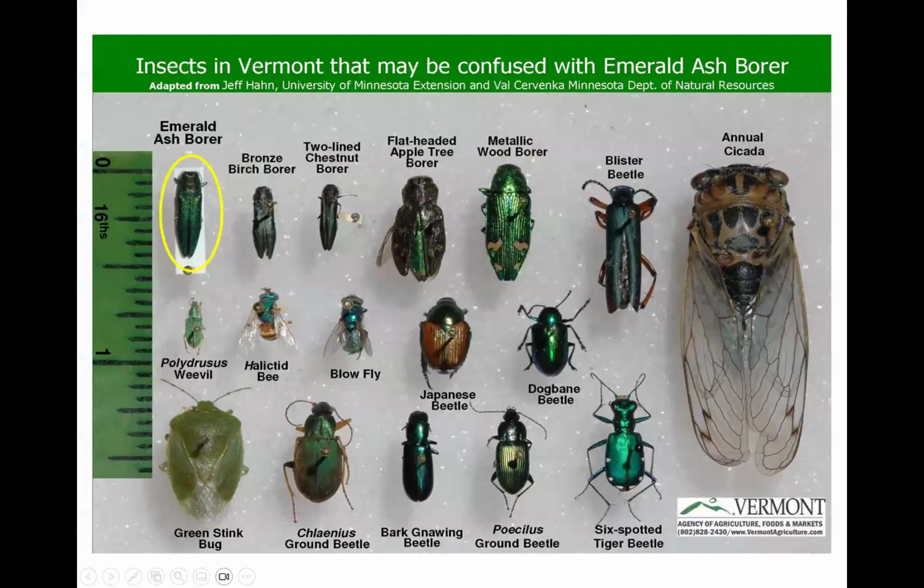So the beetle is this one that's circled here. That's an emerald ash borer. It has some lookalikes, but it's about 1/2 inch long and very, very, very green, emerald green. So if you get the size of it right in that shape, then there aren't too many things that you really confuse it with.